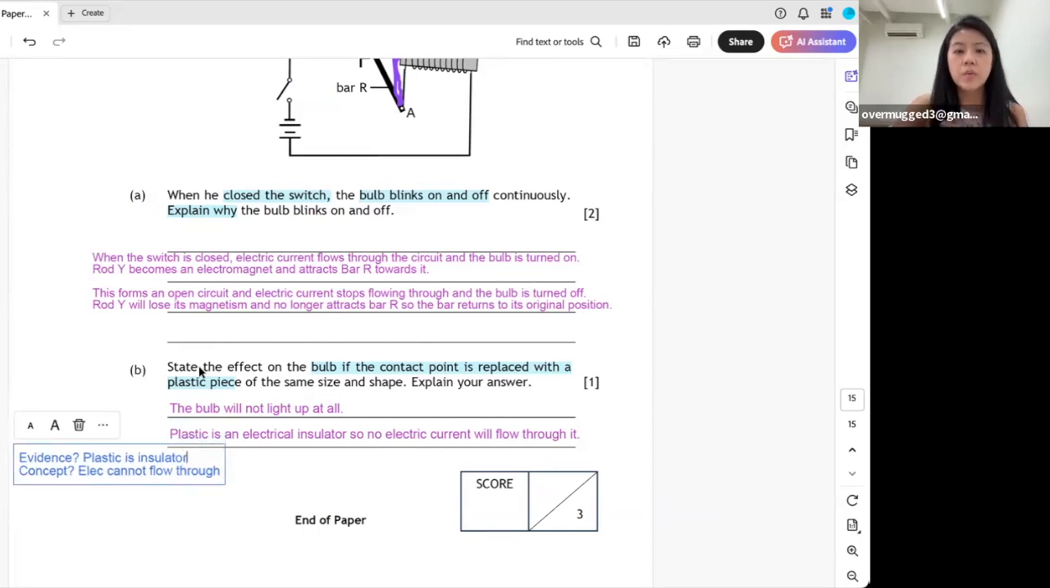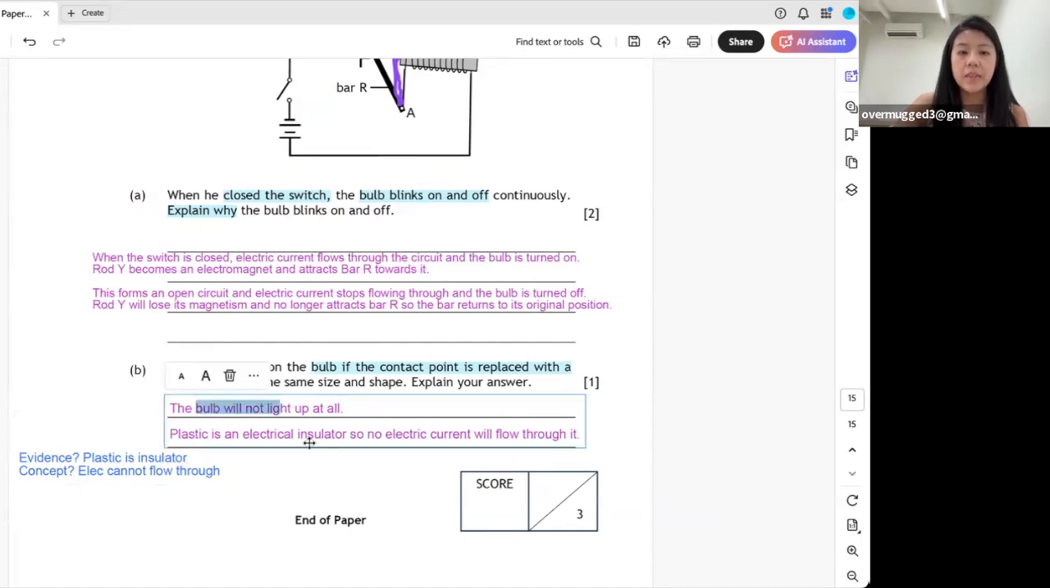So state the effect first. The bulb will not light up. Next, go on to explain with the evidence, because you know that plastic is an electrical insulator. Therefore, the concept with the insulator is that electric current cannot flow through.